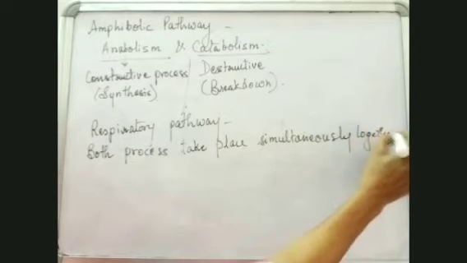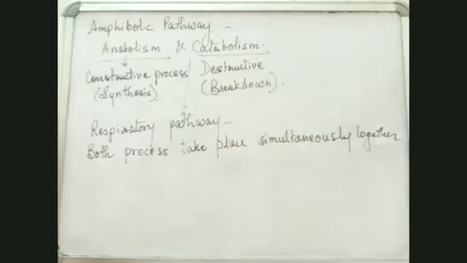And because both the processes take place together, we call this pathway amphibolic pathway. Now you will ask where the catabolism takes place and where the anabolism takes place. See, respiration itself is a catabolic process. There is the breakdown of various substances.